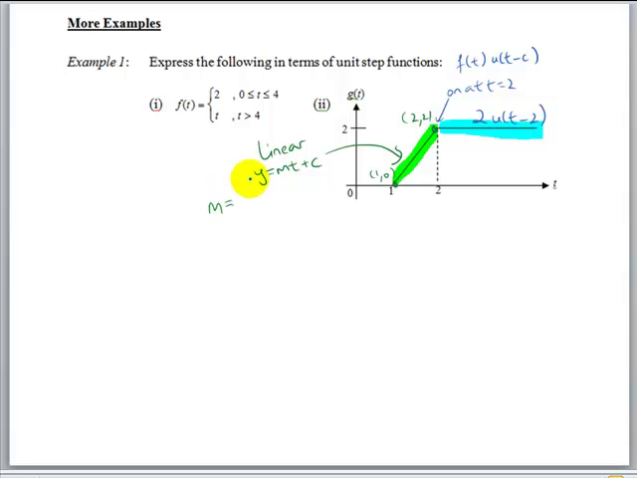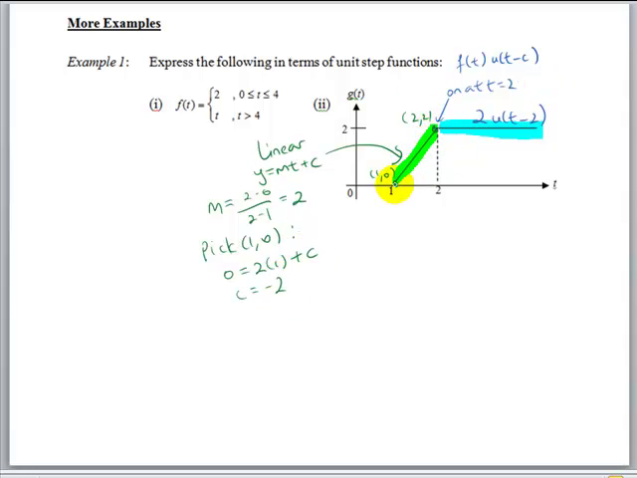So I can find m. Gradient m is y2 minus y1 over x2 minus x1. That is 2. So the gradient is 2. Now I can't tell the y-intercept, so I'm going to calculate it. To calculate the y-intercept, I'm going to pick any one of these points, either 1, 0 or 2, 2. So just for example, let me pick 1, 0, and substitute into this linear line. So y is 0, m is 2, t is 1, and c is what I want to find. So c is negative 2.